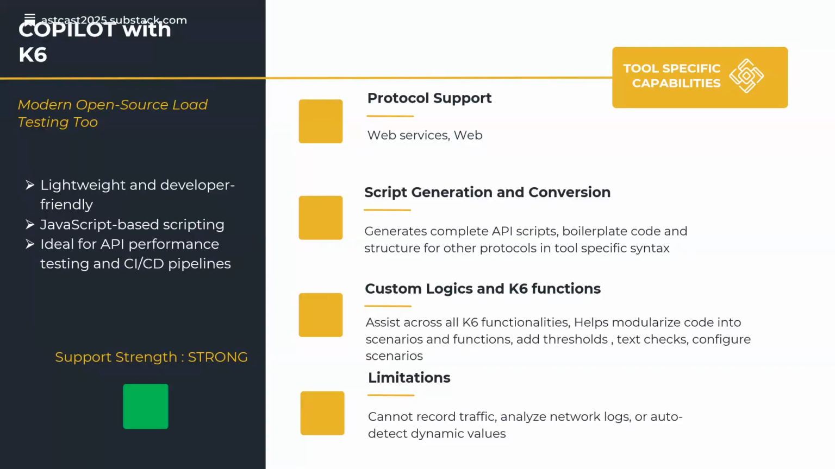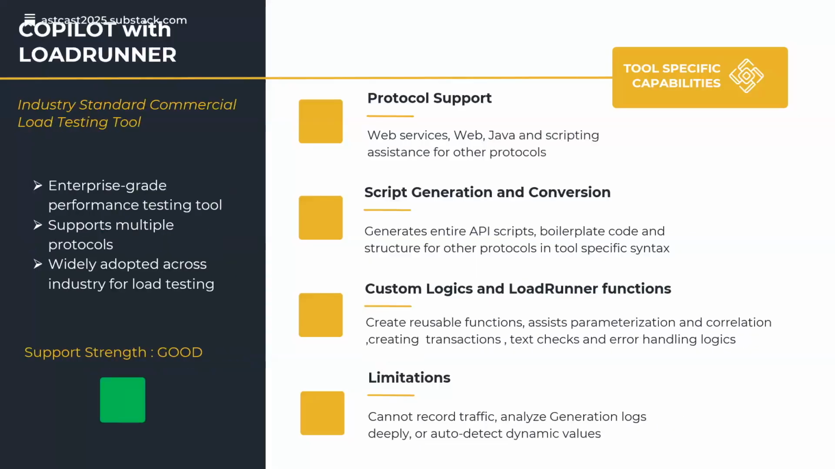Say if I have 1,000 users in production, then I have to replay the script for all the 1,000 users. So for that, we have to parameterize all the user data inputs. We have to correlate the dynamic values. Those kinds of things need to be taken care of. And all those things, Copilot is able to assist with for K6. So that's why I mentioned the support strength for K6 is very strong.